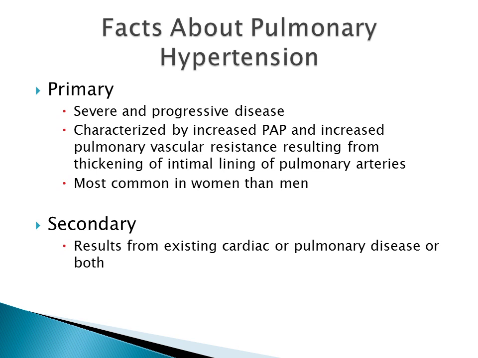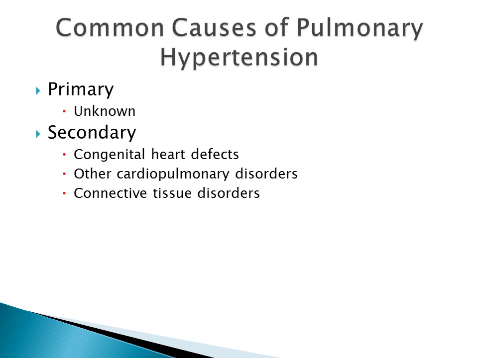It is characterized by an increase in pulmonary arterial pressure. It is more common in women than men and could be fatal in a few years if left untreated. Secondary pulmonary hypertension can develop as a result of cardiac or pulmonary diseases or both. The origin of primary pulmonary hypertension is unknown.